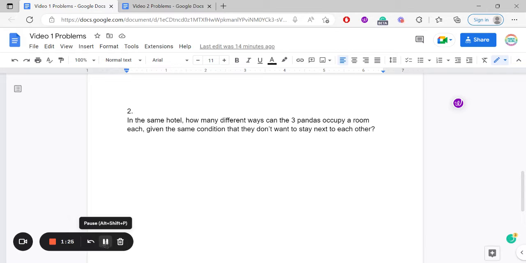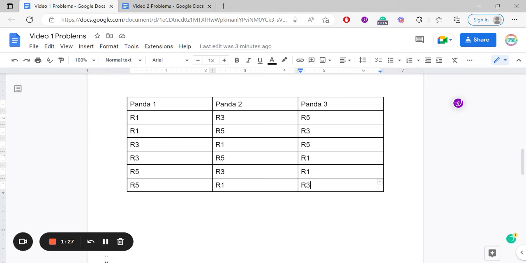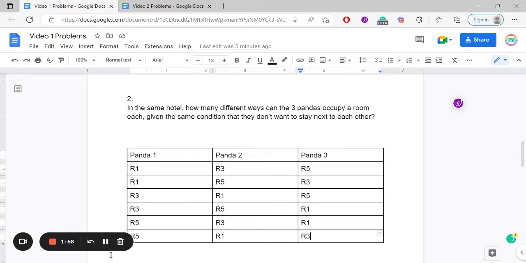These are the 6 possible ways. These 3 rooms can be distributed in these 6 ways. For one selection, there are 6 distributions. Sorry, let me rephrase that. For 10 selections, there is 6 times 10, that is 60 distributions. So, the answer to this question is 60.